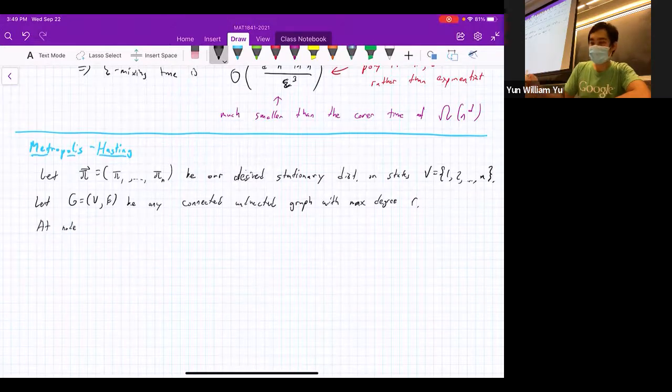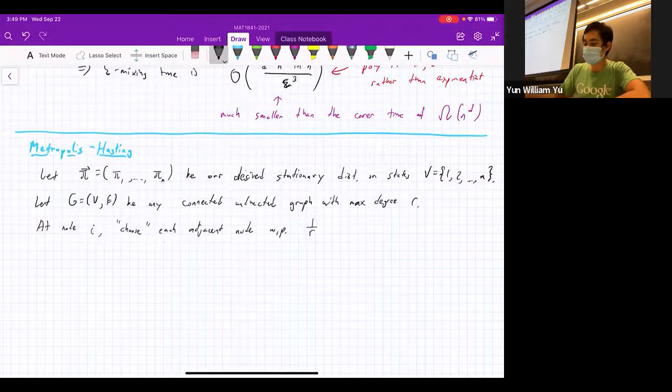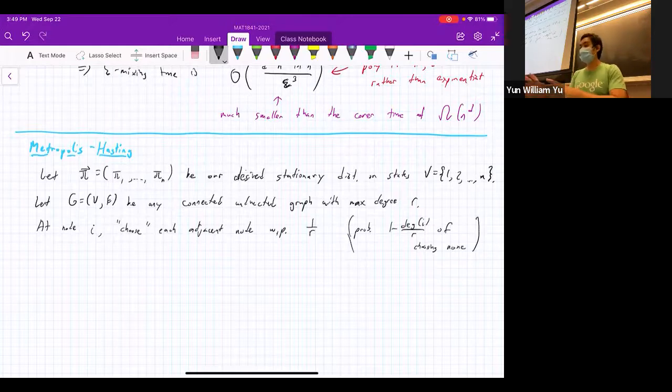So at a node I, we're going to choose each adjacent node with probability 1 over R. And you're going to have probability 1 minus degree of I over R of choosing none. In some sense, the probability of choosing none is basically a probability of a self loop. You're just equalizing all these probabilities. But if you have adjacent nodes, since we know the max degree of this graph is going to be R, I haven't told you what graph it's going to be, but the max degree is R. And so clearly you can say, I'm going to choose an adjacent node with probability 1 over R.